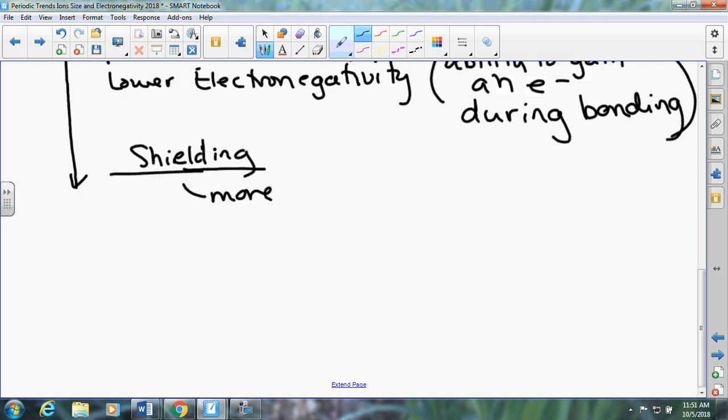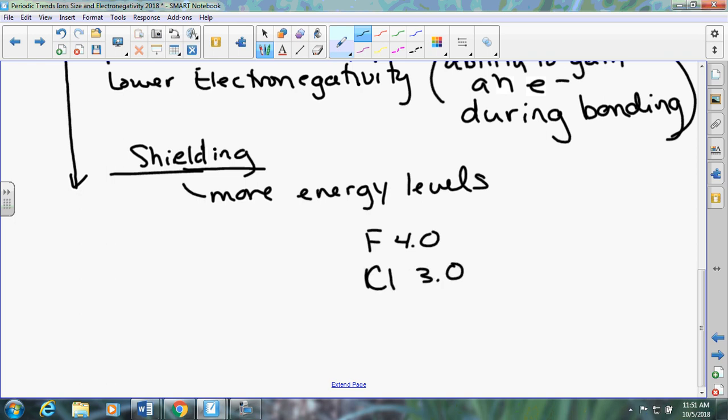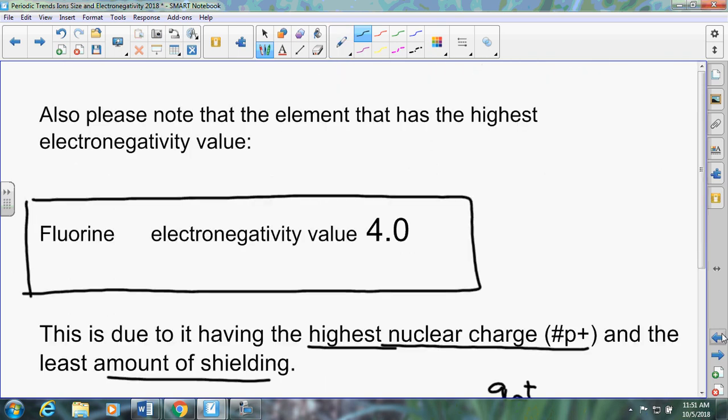So I'm going to pick something that has a pretty high electronegativity value. I'm going to start with fluorine, 4.0. I'm going to go to chlorine, 3.0. I'm going to go to bromine. I'll look up, and it appears as if bromine's 2.8 and then iodine's 2.7.